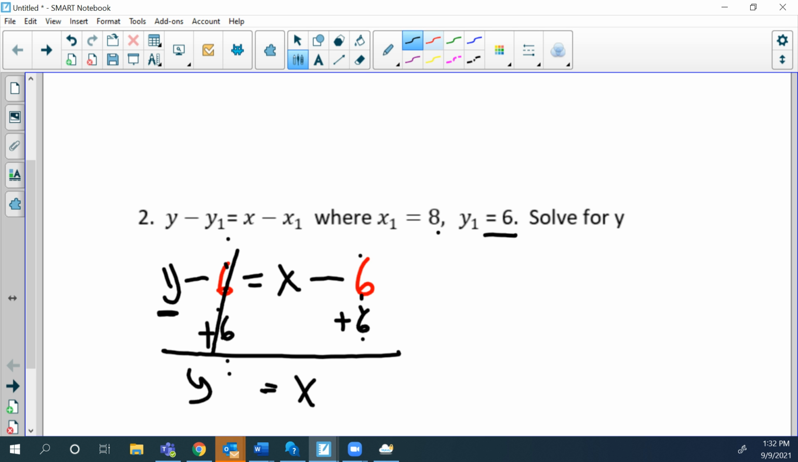plus, negative 6 plus 6 is 0. Plus 0. So all I have, my equation now is y equals x, right? So I can take the 0 off now. So that's my equation, y equals x. All right? Very simple equation to solve for.